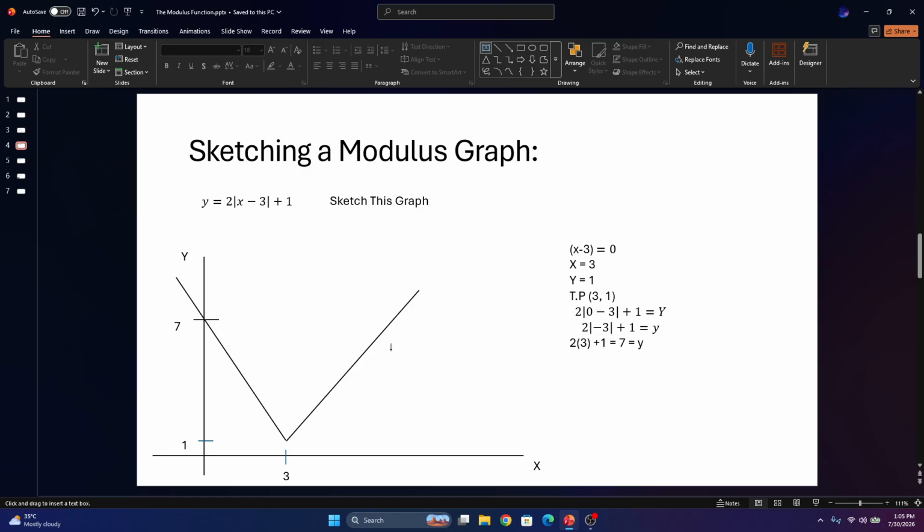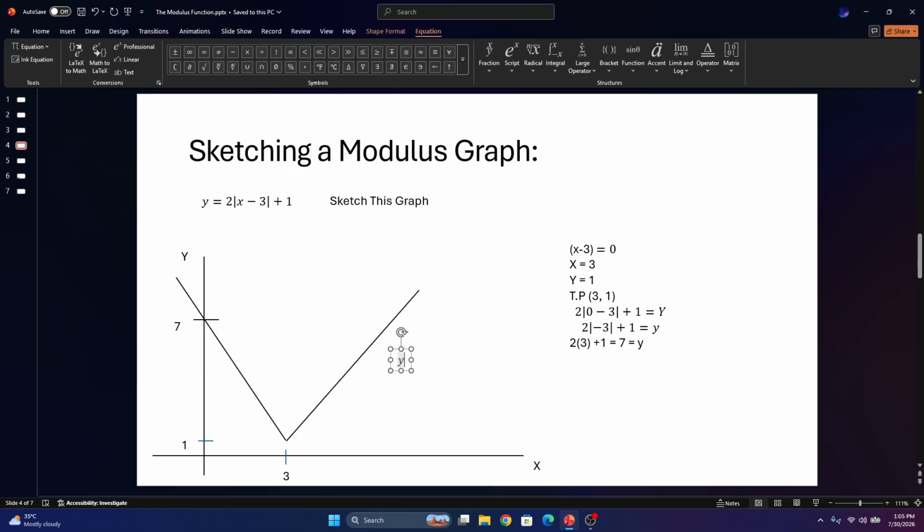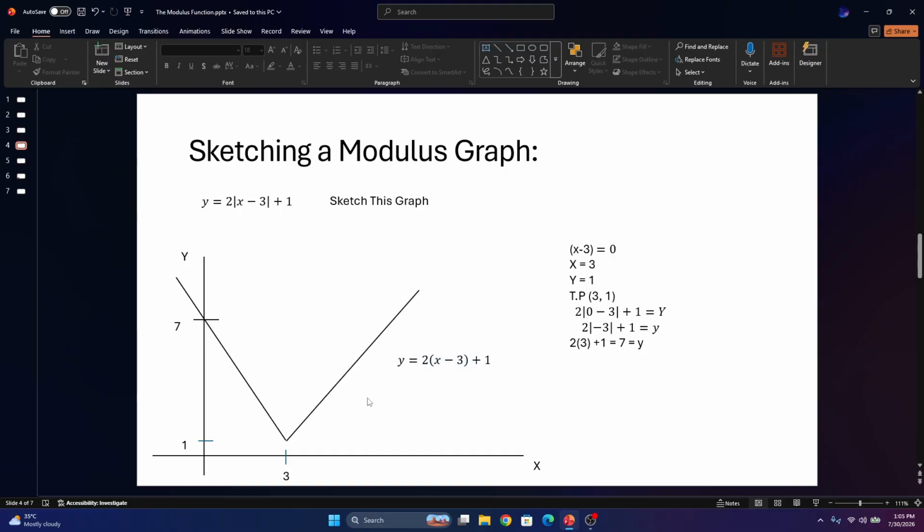To find the equation of this is actually pretty simple. You just replace the modulus with brackets. So y equals 2 times (x minus 3) plus 1. This is the equation of this straight line right here, which is going upwards. It has a positive gradient.